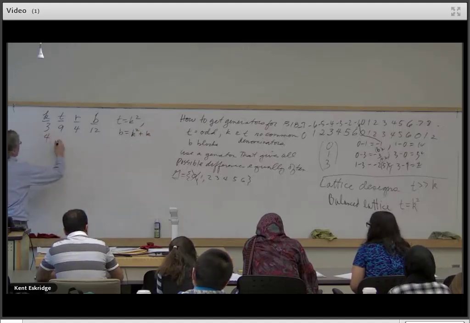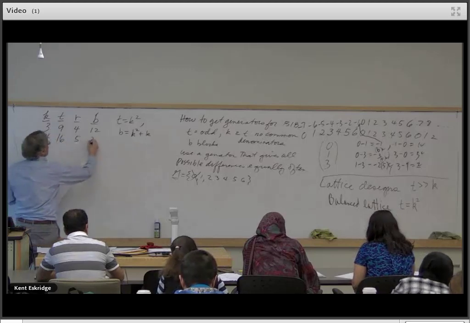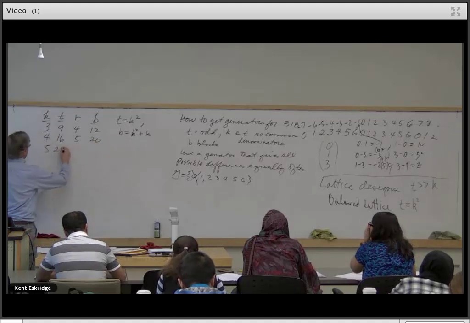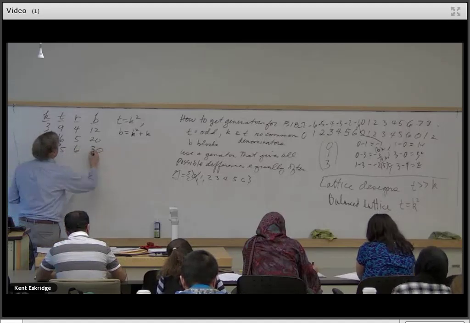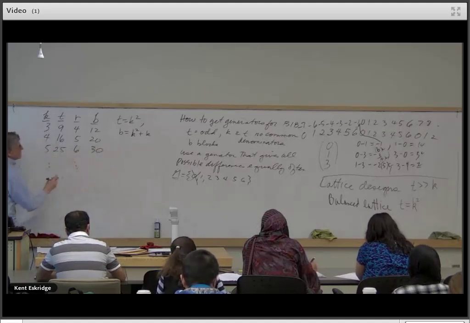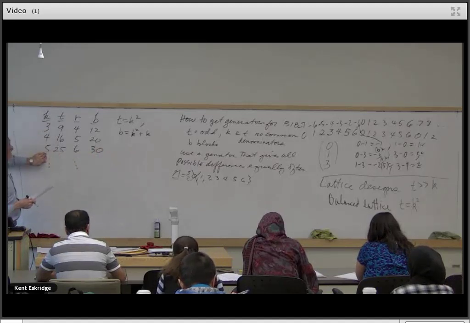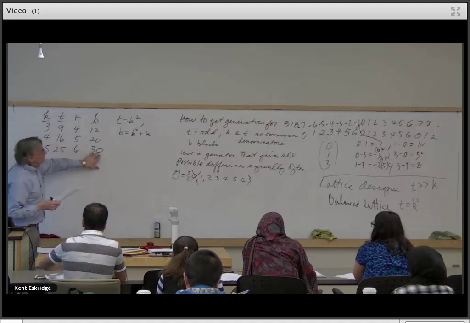So how about 4? 4, this is going to be 16, you need 5 reps, and that's 20 blocks total. So 5, 25, this is 6, and 30, and so on. So these are the balanced lattices. If I have 25 treatments in blocks of size 5, then I'll need 6 reps with 30 blocks.